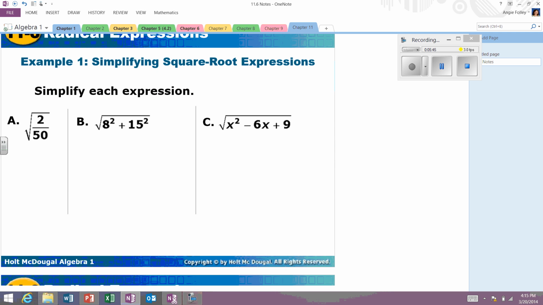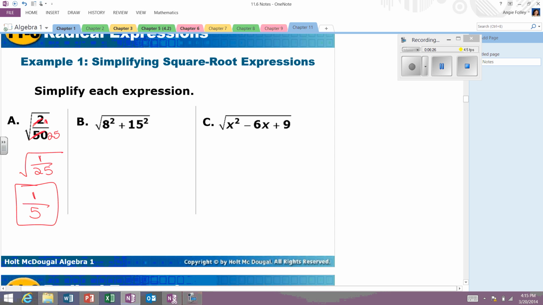Okay, so let's simplify these radicals here. When you come across a radical with a fraction, if you can, simplify the fraction first. So for example, can 2 over 50 be simplified? Well, 2 goes into 2 one time, and 2 goes into 50 25 times. So I can rewrite this as the square root of 1 over 25. And then that's the same thing as the square root of 1 over the square root of 25. The square root of 1 is 1, and the square root of 25 is 5. And again, we just need the positive answer for now.